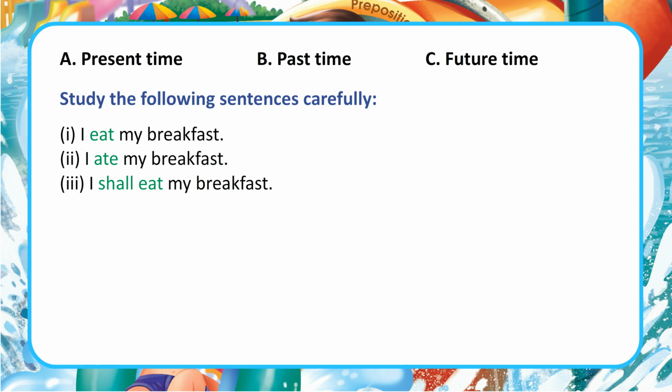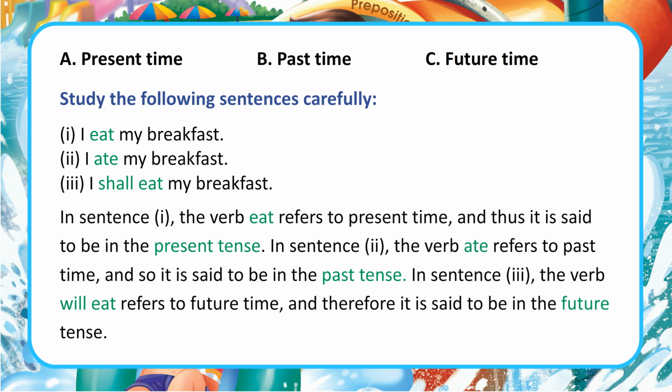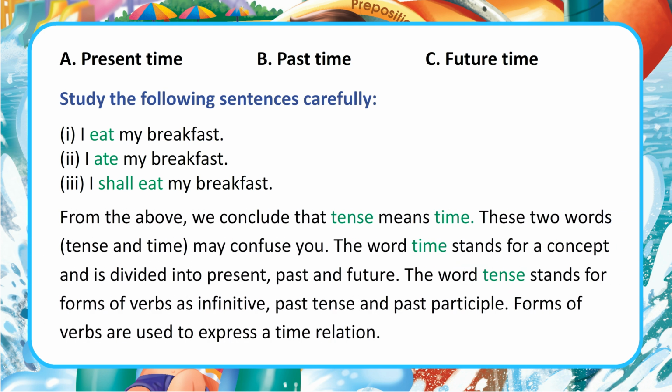1. I eat my breakfast. 2. I ate my breakfast. 3. I shall eat my breakfast. In sentence 1, the verb eat refers to present time, and thus it is said to be in the present tense. In sentence 2, the verb ate refers to past time, and so it is said to be in the past tense. In sentence 3, the verb will eat refers to future time, and therefore it is said to be in the future tense. From the above, we conclude that tense means time.